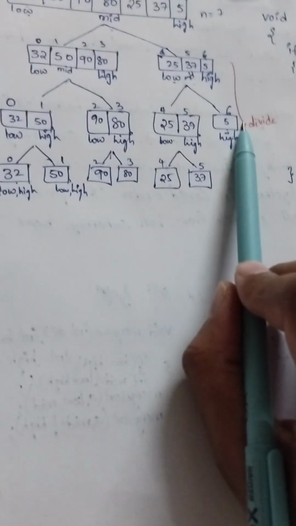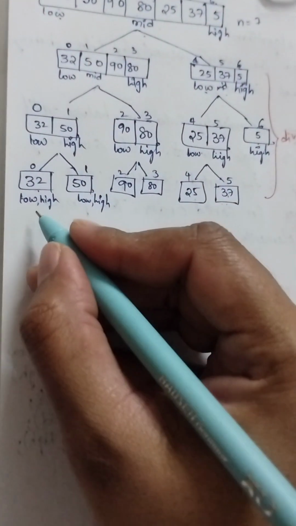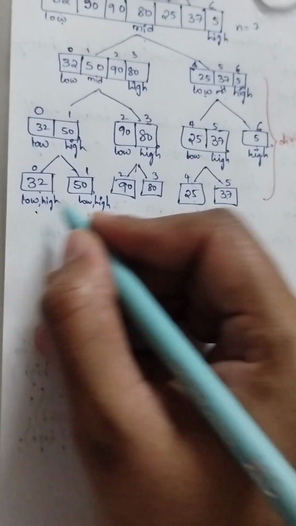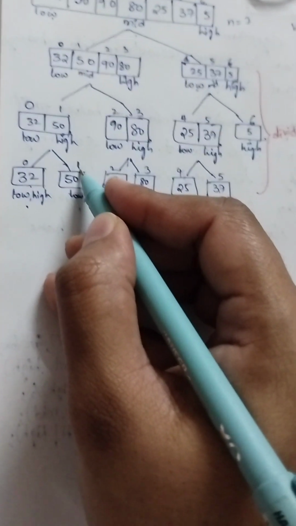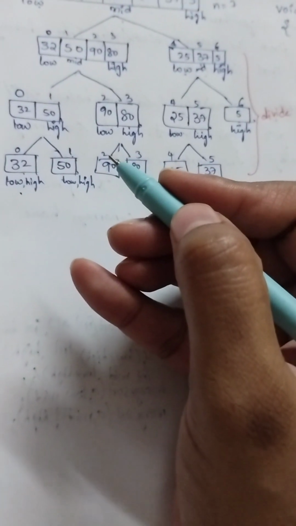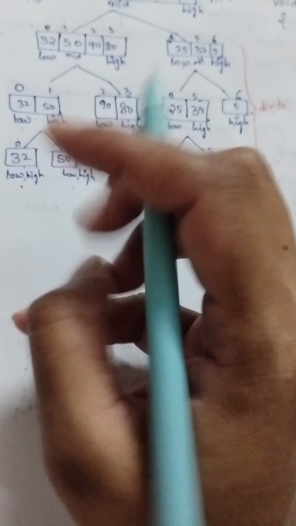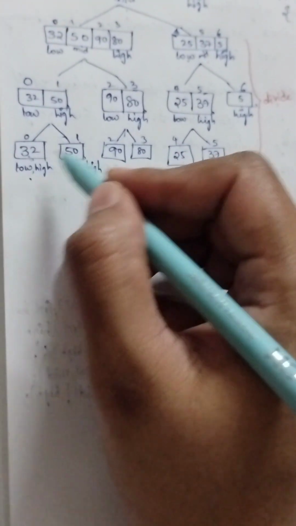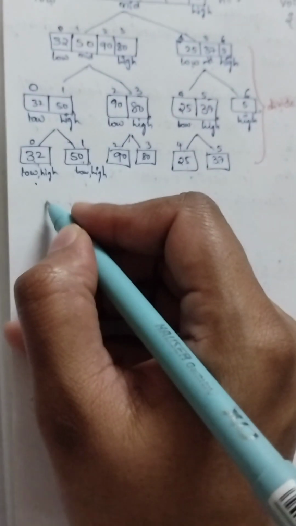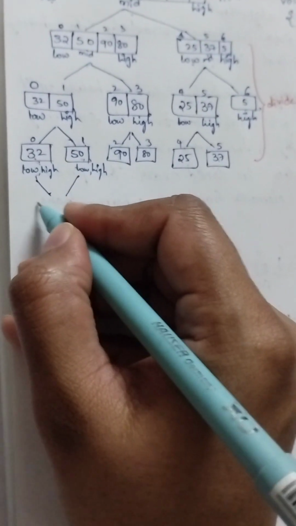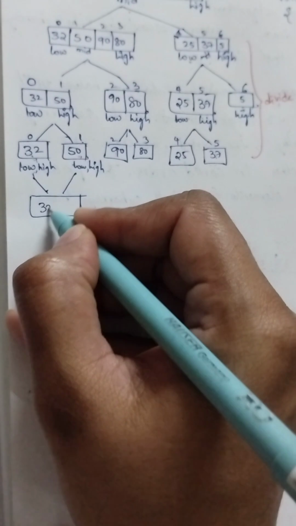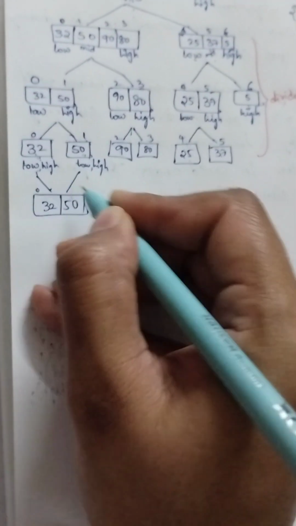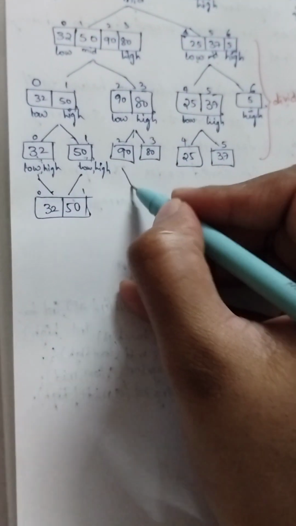So next step is what? After division, next we need to do what? Merging. So how are we going to merge? See, from 32 and 50, 0 index and 1 index, if we want to arrange the array in ascending order, it means 32 and 50 are going to be compared. So which one is smaller? 32 is smaller than 50. So now by combining these two, the new array will be 32 and 50. The indexes will be 0 and 1. Now we are merging these two.